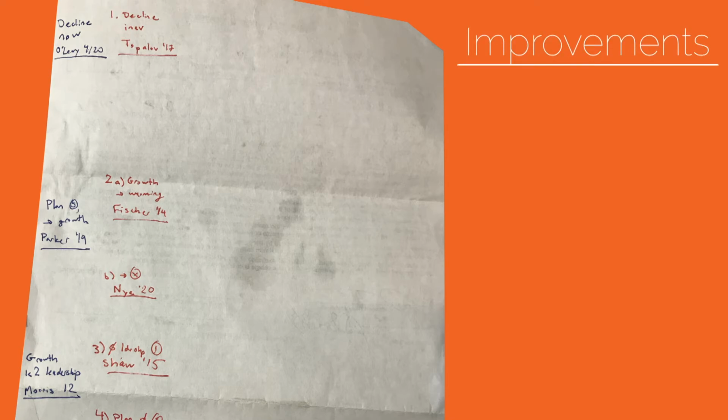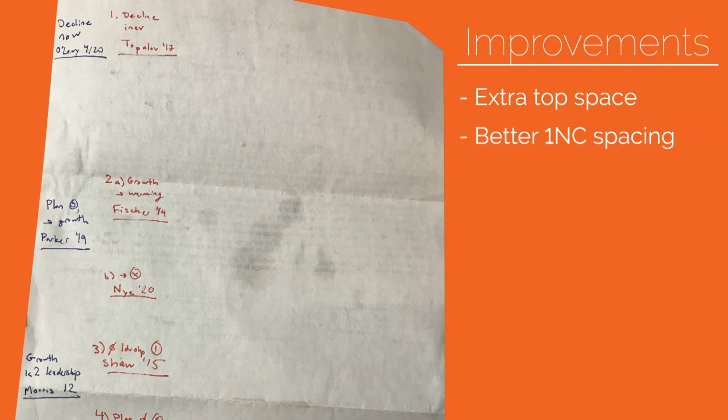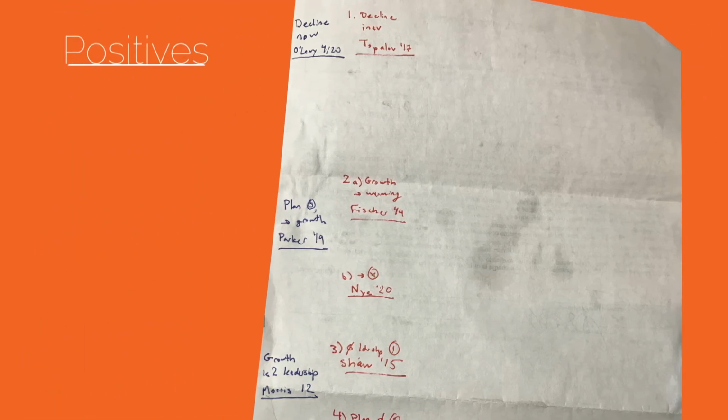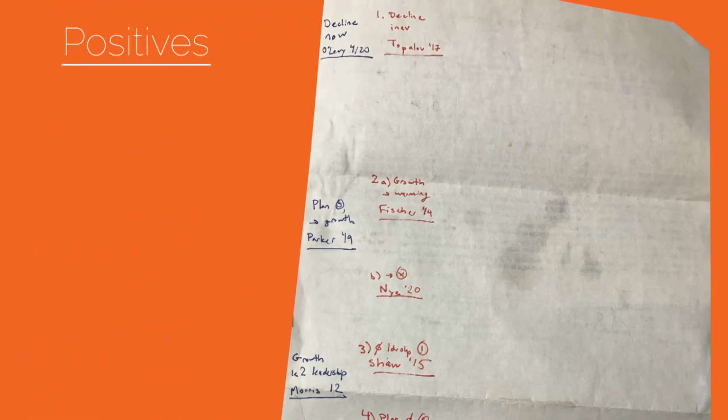So now we can look at a good flow and a bad flow. Let's start with this good flow. Now, off the bat, I'll provide some ways in which this flow could improve. First, I think it could leave some extra space at the top in case there is an overview in later speeches. That's just a general tip. Second, I think that its spacing for the 1AC is very good, but its spacing for the 1NC could use a little bit of work, especially in the middle. But there are a lot of positives, a lot more positives than negatives to take away from this flow.